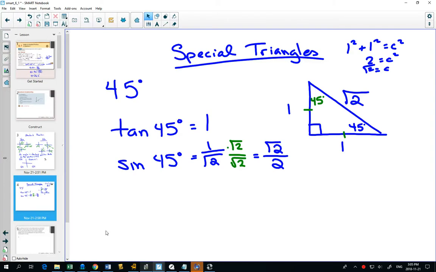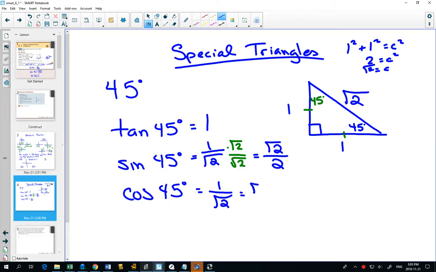So now this becomes something that's allowed on a non-calculator part of your test. Wasn't so bad. What's cos of 45 degrees? You leave the square root of 2 over 2 just like that. That's your answer. And cos of 45 will be adjacent over hypotenuse, which is the same thing.